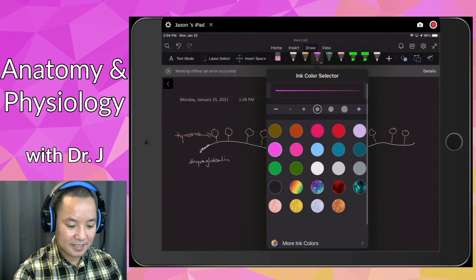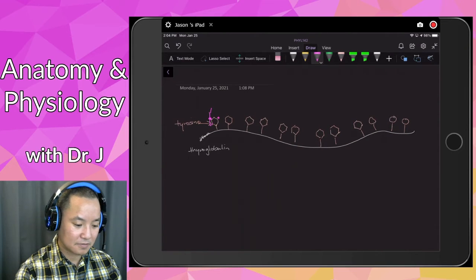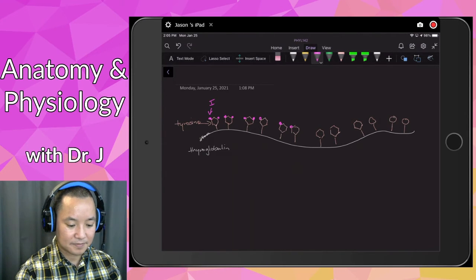So what we're going to add here are all these iodines. So all these iodine atoms being added to this. So maybe some will have two, maybe some will only have one. Just do it random. So you have all these iodine atoms also in the colloid.